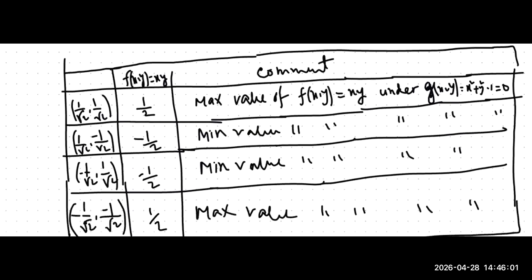This is positive half, this quantity is also positive half. So basically this function has two maximum values at two different points.